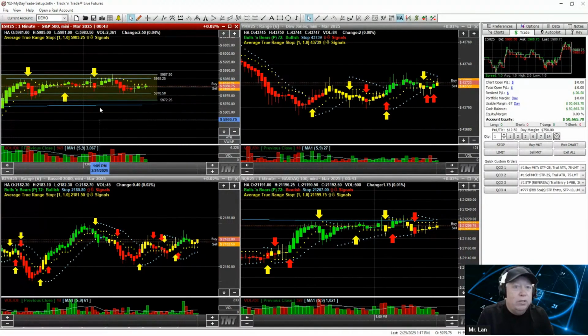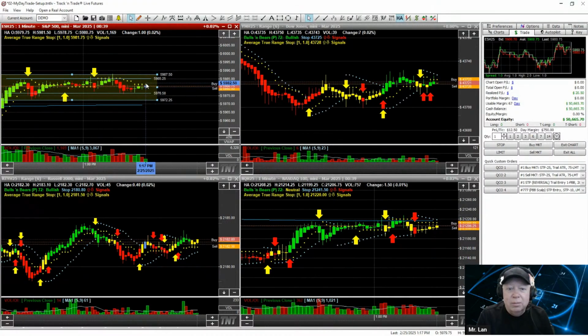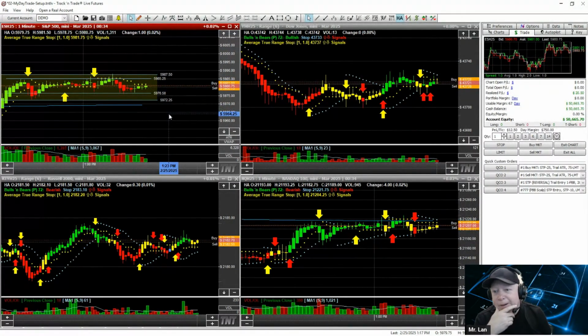You could get in when it breaks right here, but it's not been moving, so there's no indication that the market's going to go. We want to wait for the market to actually be moving for us before we jump in. And it's been really weird lately.